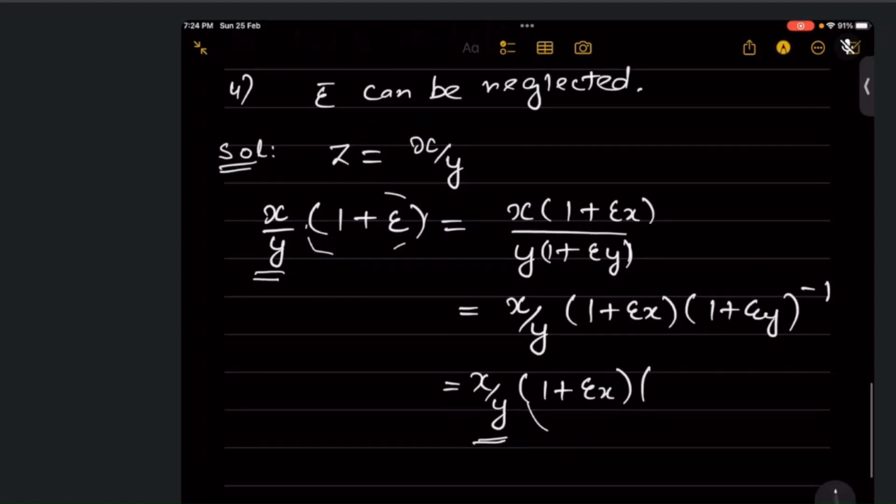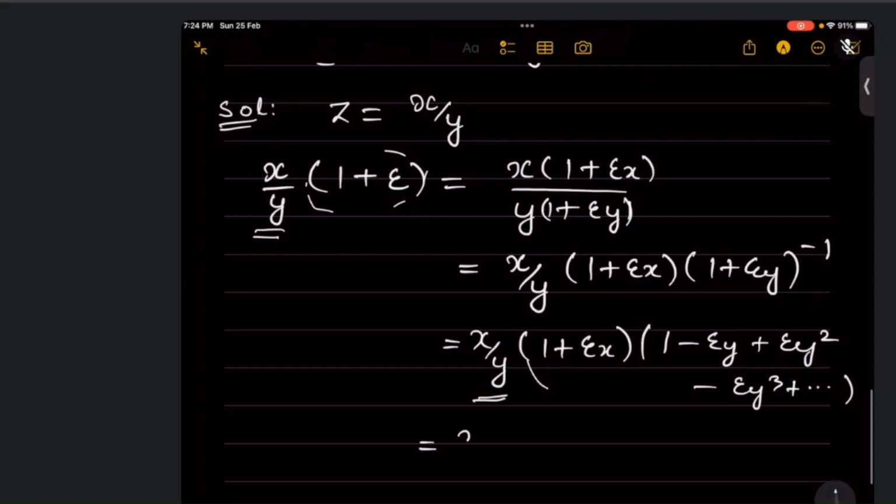So here you can see now (1 plus epsilon y) to the power minus 1, you can expand the series, right? It can be written as 1 minus epsilon y plus epsilon y square minus epsilon y cube and so on, right? And you know that in computations, we neglect second order and higher order terms, right? So these terms will vanish. We will not consider them.